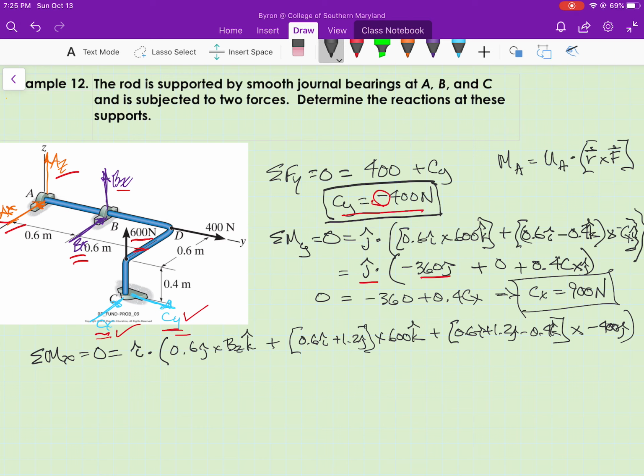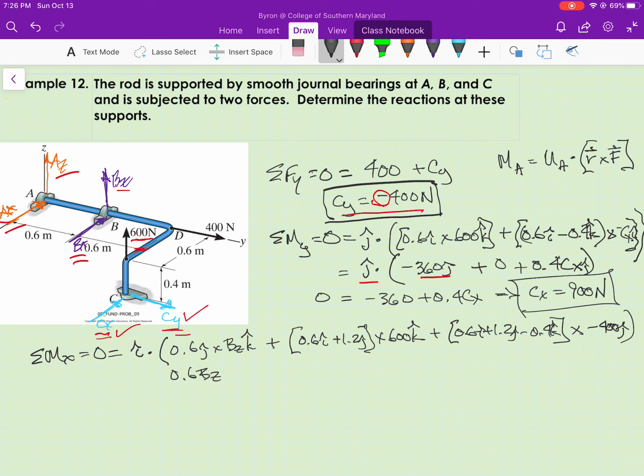Okay. Now I'm going to do this one in a little bit of an abbreviated fashion here. I worked the first moment equation out step by step. I'm going to take some shortcuts here, and you should be able to do this at this point. 0.6j times B sub z k is going to be a positive 0.6 Bz i. j cross k is a positive i. Dotted with i just gives me 0.6 Bz.